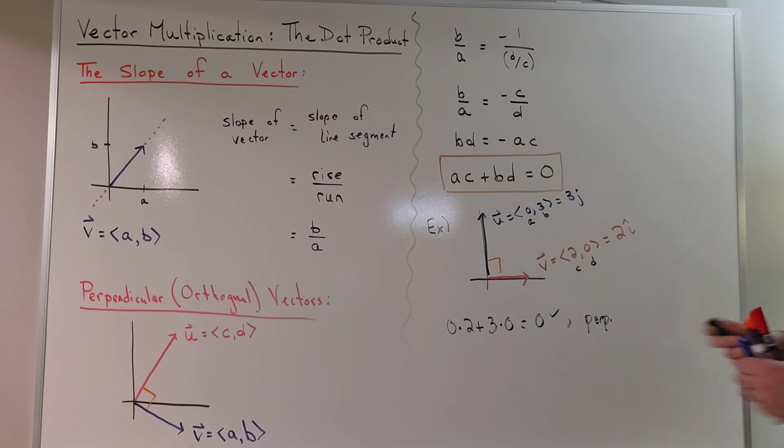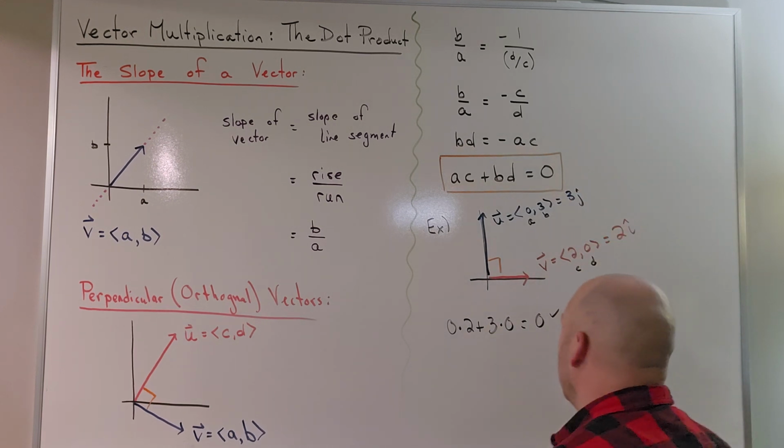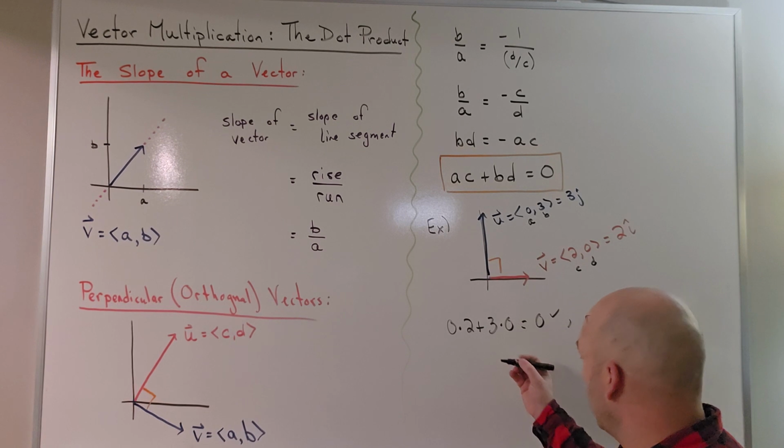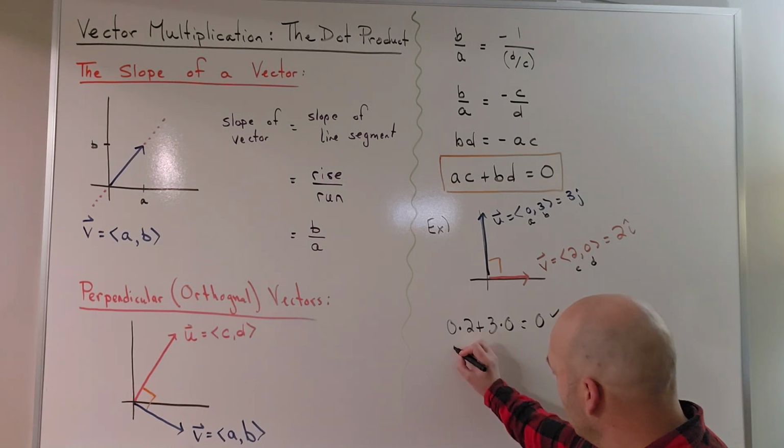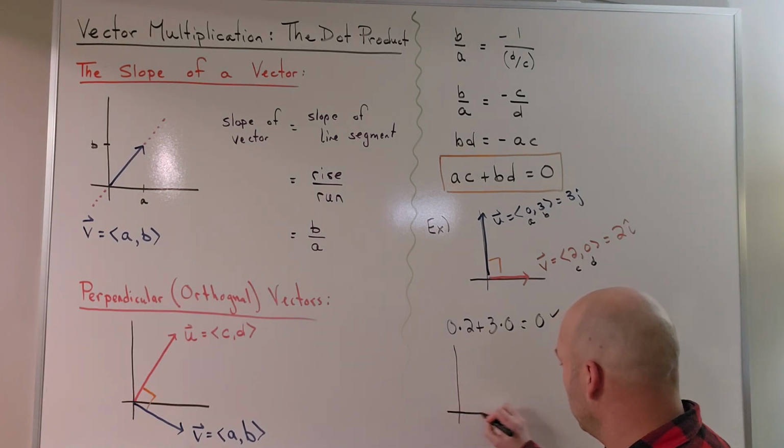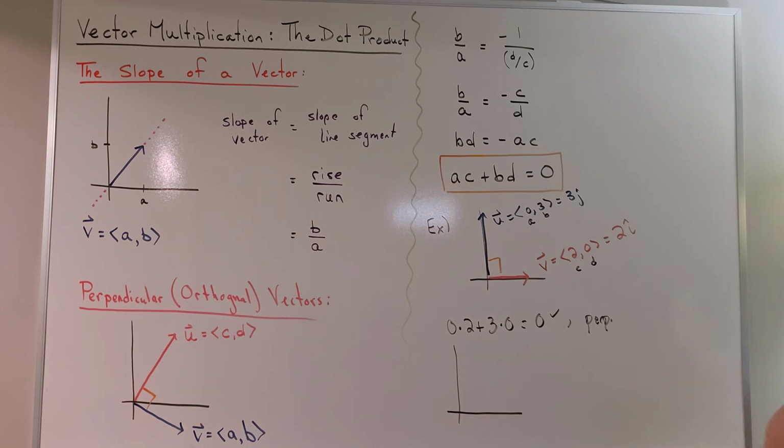Now if I was to take two different vectors that we can clearly see will not be orthogonal, such as, let's say I was to take the vector that goes over 2 and up 1, which puts me there.